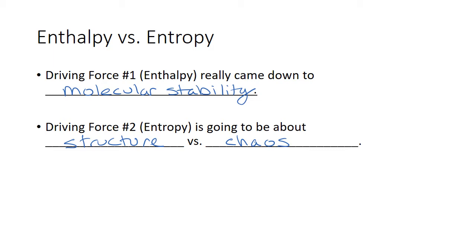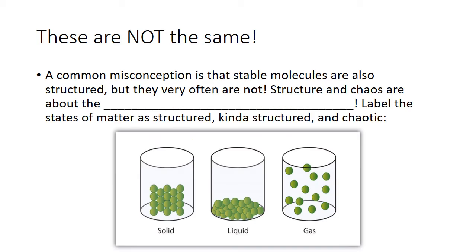Now some of you are thinking, those seem really similar. How are molecular stability and structure versus chaos not the same thing? All right, so first I'm going to convince you that these are not the same thing, because a very common misconception is that stable molecules are structured, but very often they're not. Structure and chaos are about, what do you think? Take a look at your context clues on the slide. All right. They're about these states of matter.